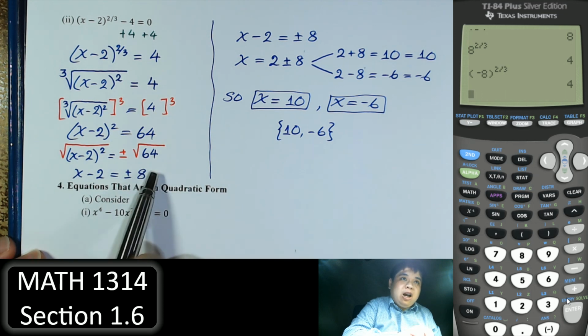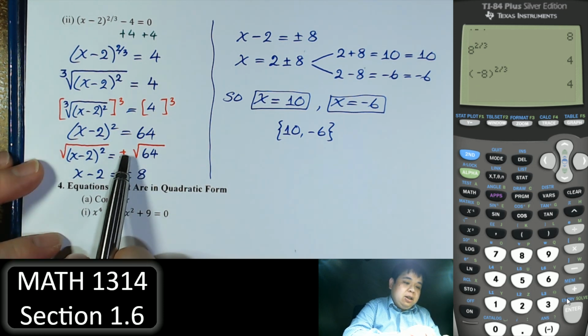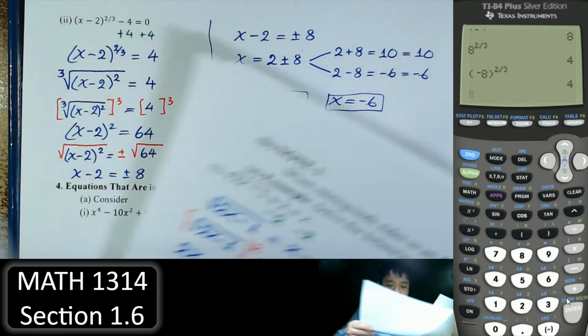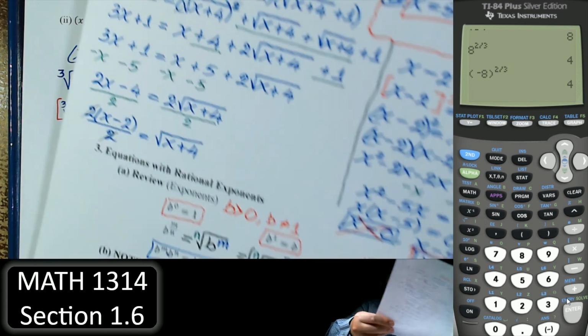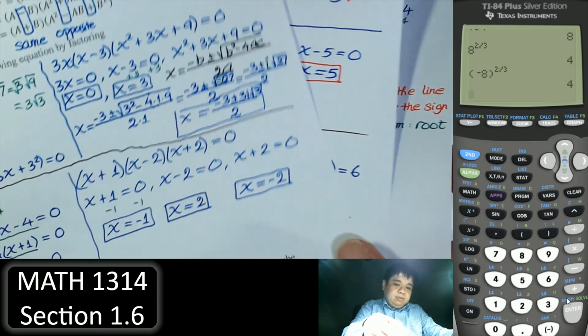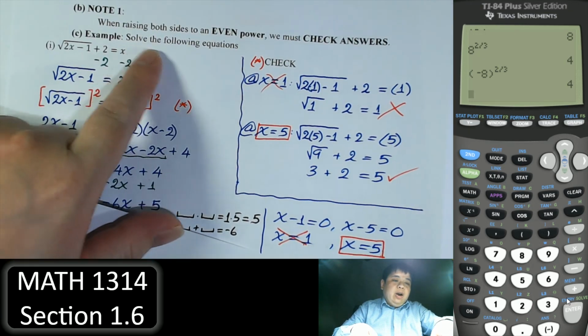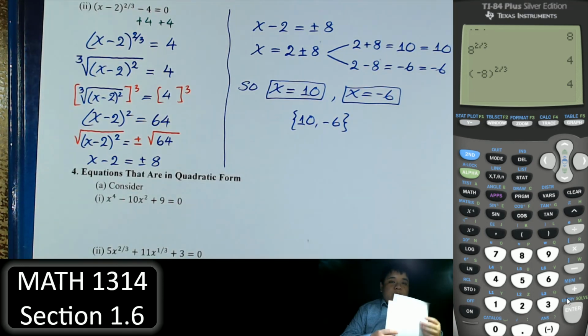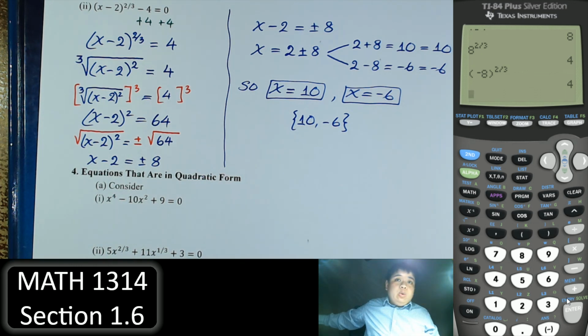Square root on both sides, that is an even root. So we put plus or minus on one side. So on that, I'll need to make sure there's a two rule. Even root, put plus or minus. Even power on both sides, check the answers. So those are two very important rules in this section.